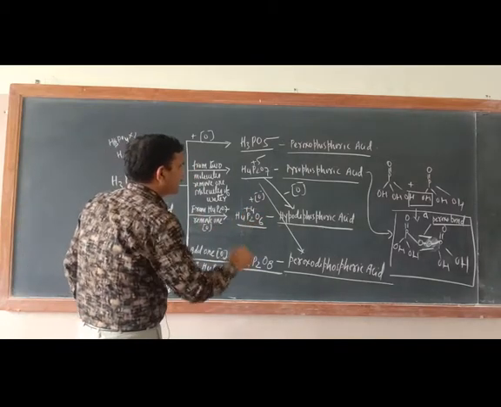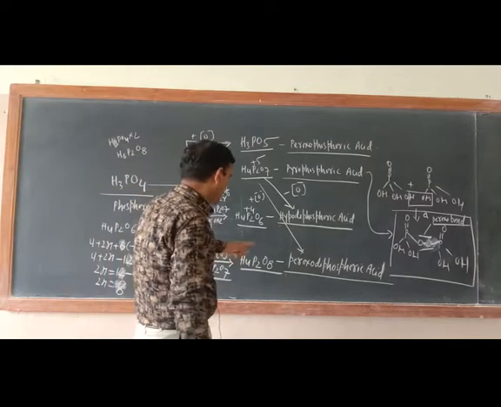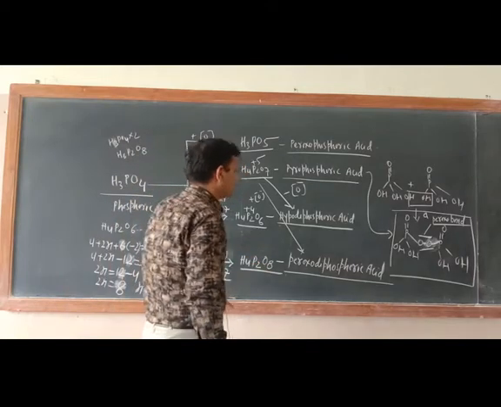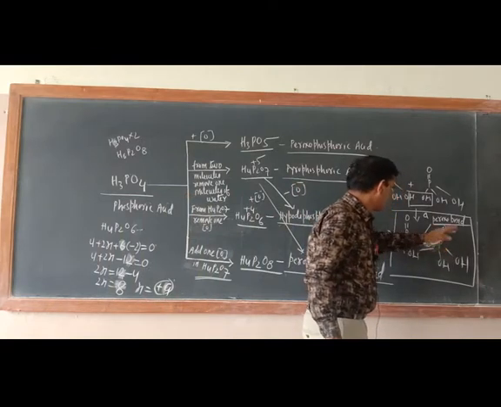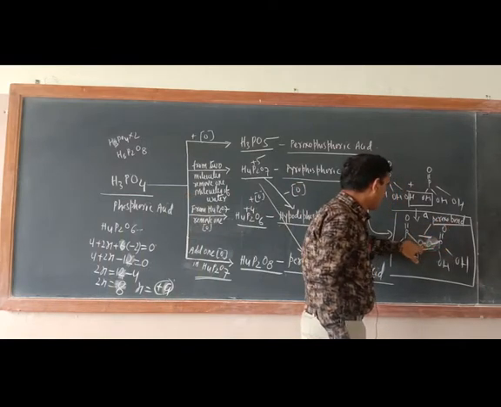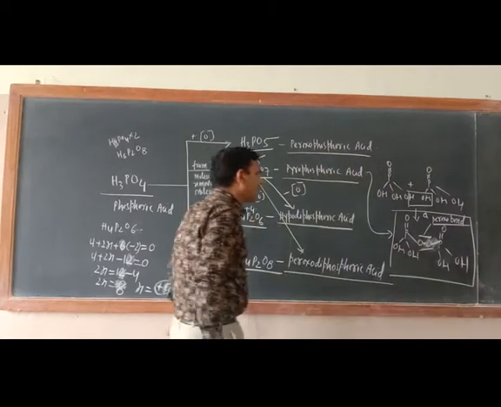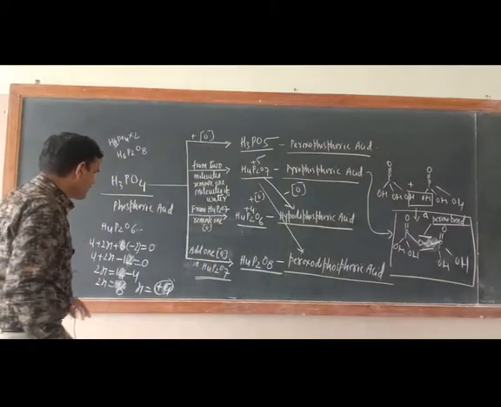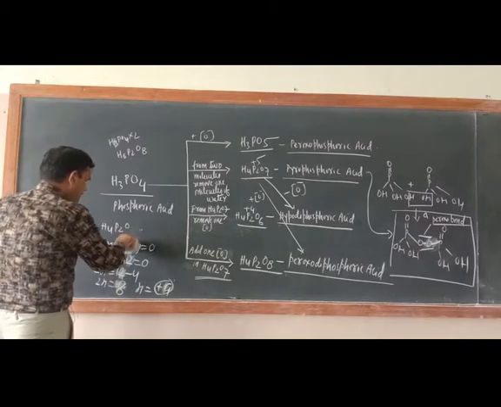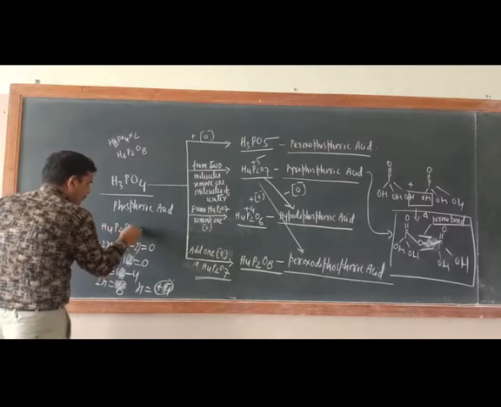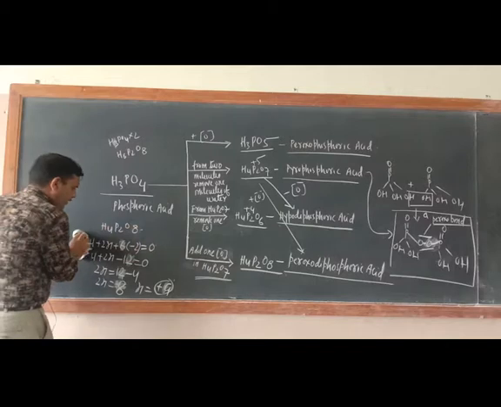Hypodiphosphoric acid. Now try to understand here, a little bit of change will come because there are 6 normal oxygens. Here, 2 oxygens are per oxo. First note down the formula: H4P2O8.